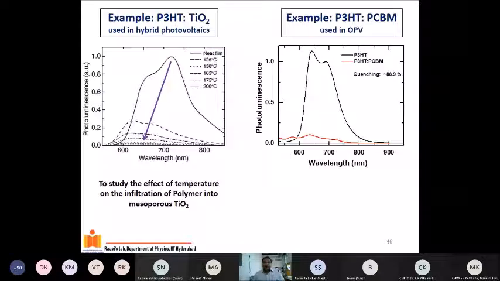If this is P3HT titania, P3HT PCBM, okay, if you look at the way the P3HT PCBM emission has quenched compared to PCBM, we have almost 90%. So it says that you can have more than 90% of electron injection happening, and that is why I could simply and safely use my terminology of 90, 95, because these are the kind of injections we see often.